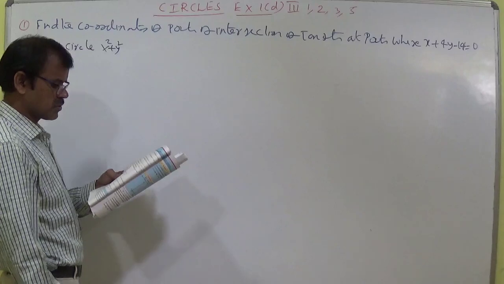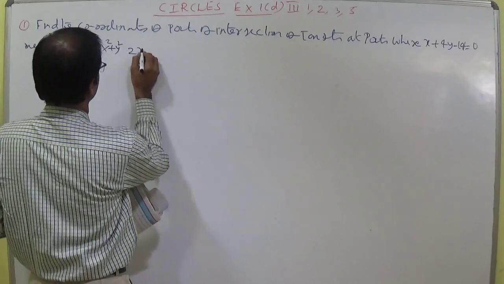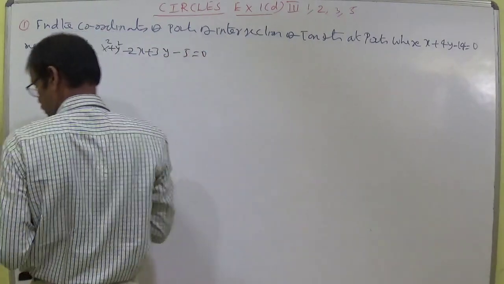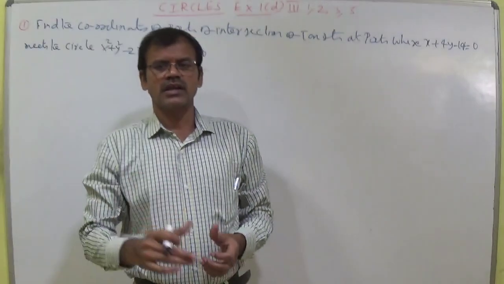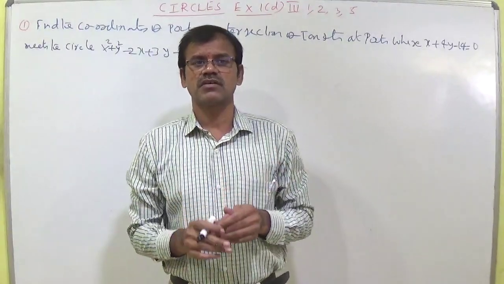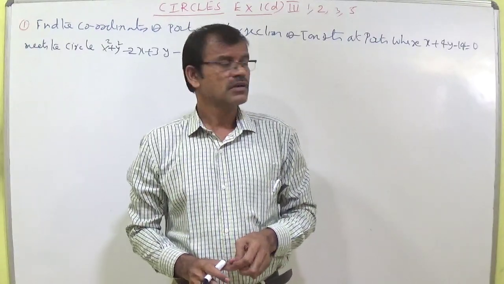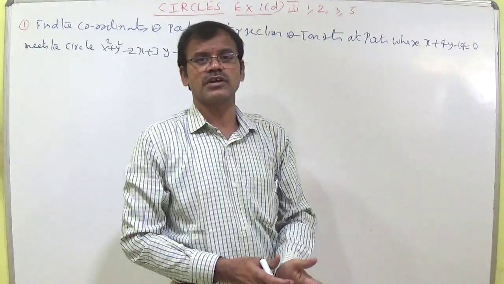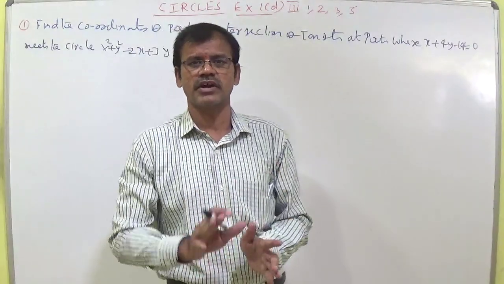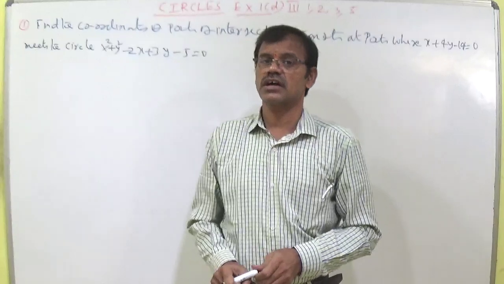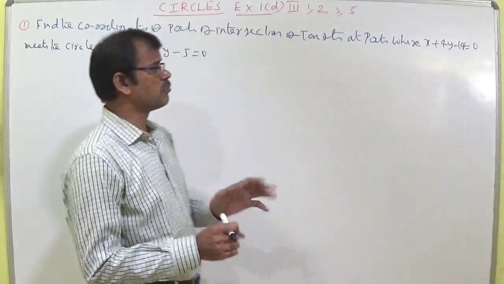x square plus y square minus 2x plus 3y minus 5 equal to 0. Here the question is given in an indirect model. We should calculate the locus of points of intersection of tangents drawn at the extremities of a chord, where the line is given as x plus 4y minus 14 equal to 0. So indirectly he is asking to find the pole of the line with respect to the circle. Directly he did not give it, we should try to understand the concept. So you should calculate only the pole.